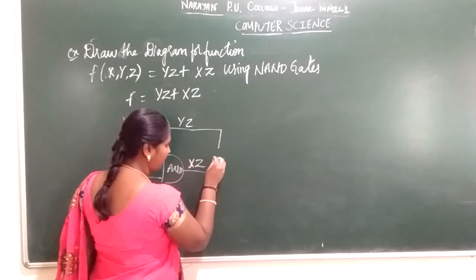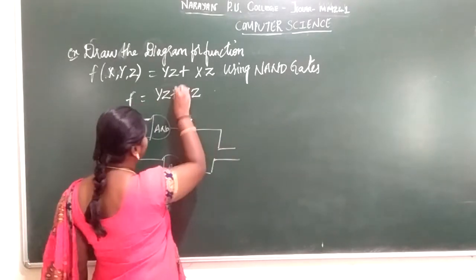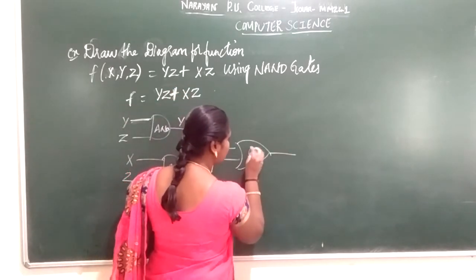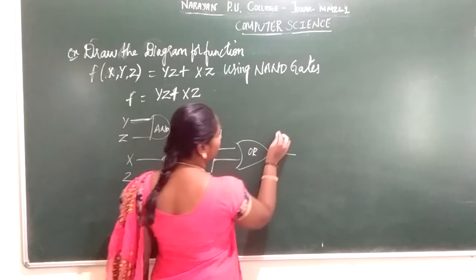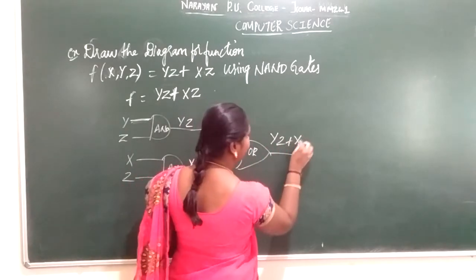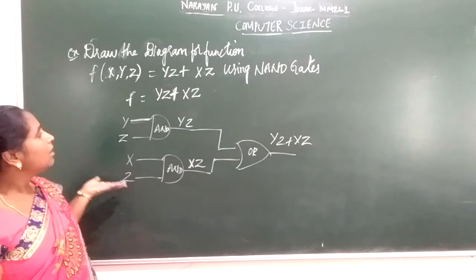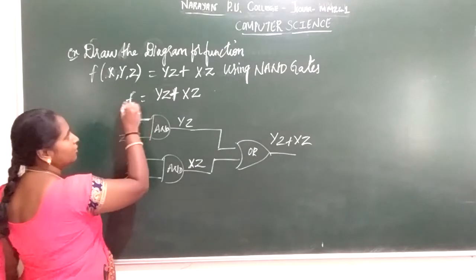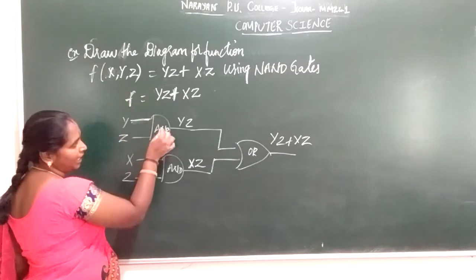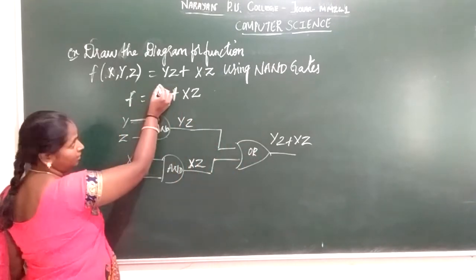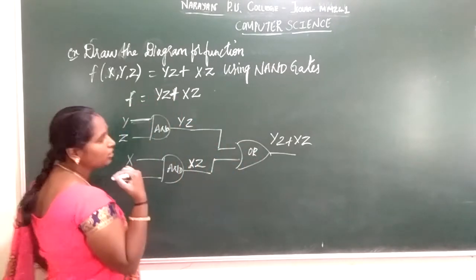For that you have an OR operation, that is your OR gate. So this is my OR gate. Here the result is yz plus xz. So this is a basic gate representation. Using the expression, you draw the basic gates, that is, you are using an AND gate and an OR gate. If it has a complementation, then you are going to use a NOT gate.